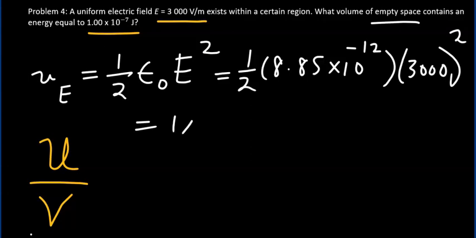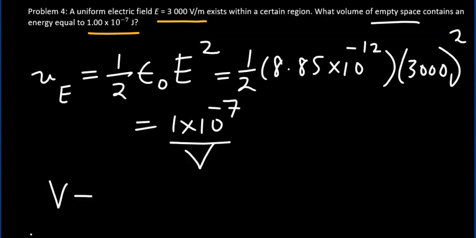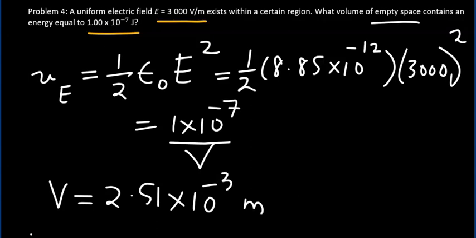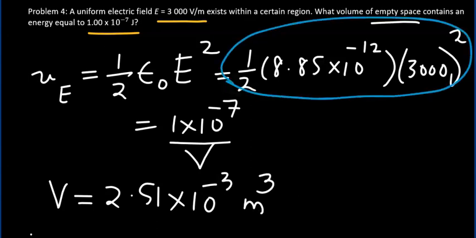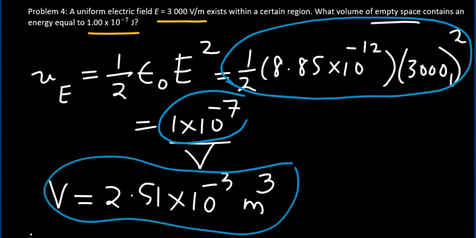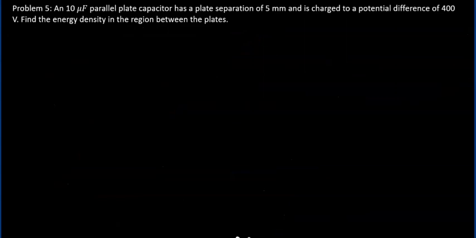It is 1 times 10 to the power minus 7 joules divided by V, the volume. So solving for V, the volume, we will get 2.51 times 10 to the power minus 3 cubic meter. So this much energy density implies this much energy is contained within this much volume. That solves the problem.